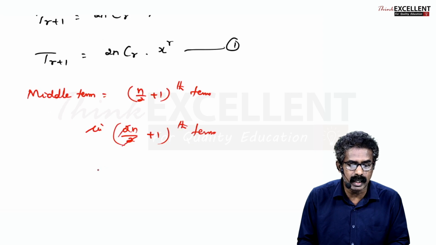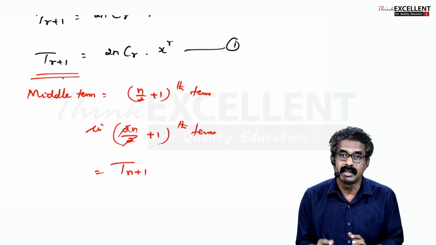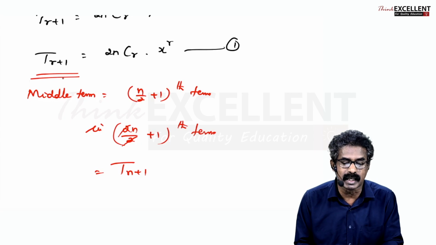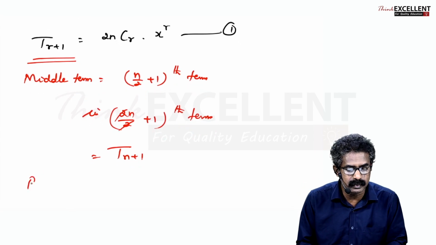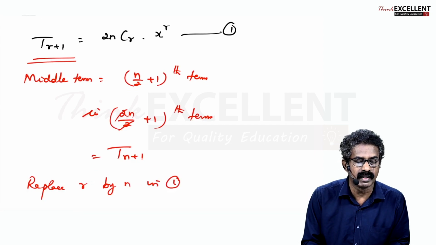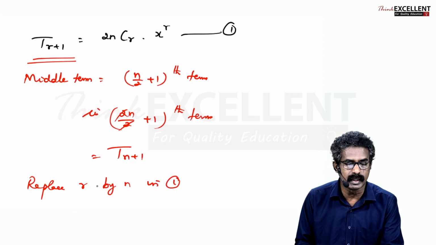2 cancel, you are getting T n plus 1. You are supposed to find T n plus 1. You know T r plus 1. How can you find T n plus 1? Instead of r, you put n, right? So replace r by n in the first equation. In the first equation, wherever r comes, you put n. So you will get the middle term.